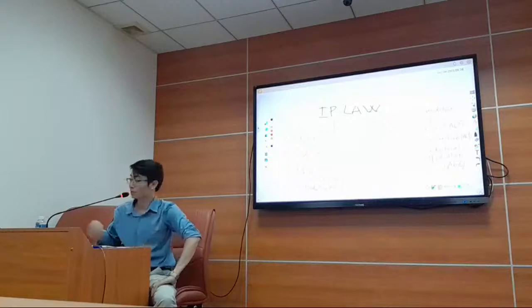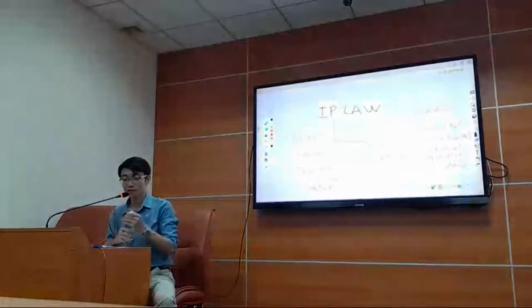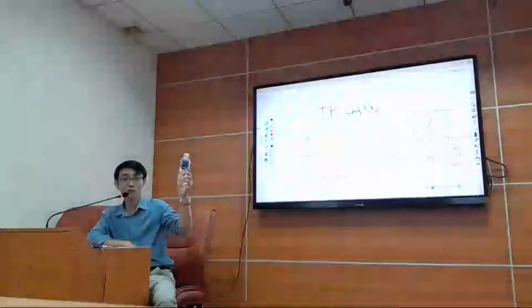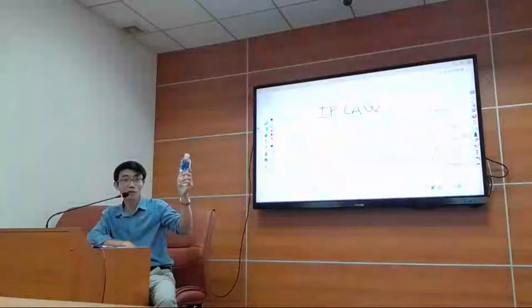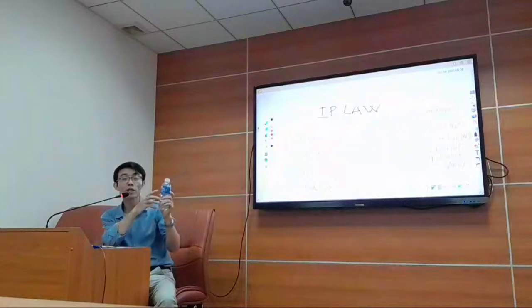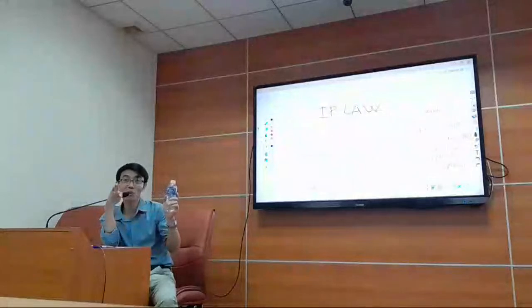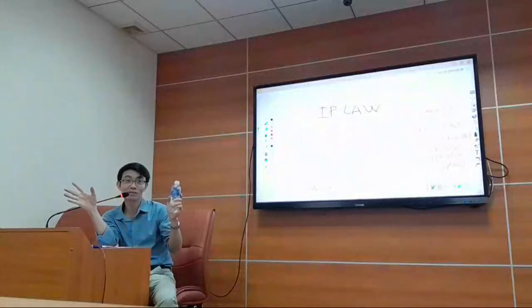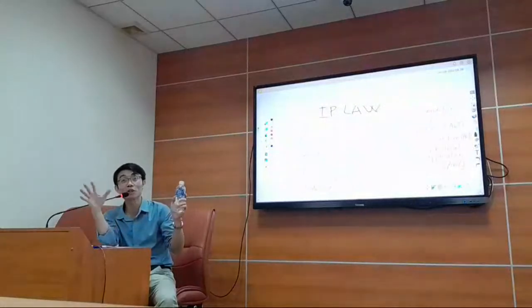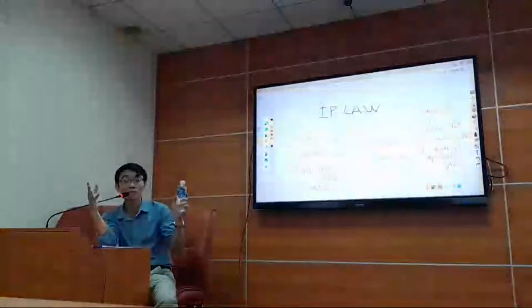For the industrial design, it's shorter. That's only 5 years, and then you renew twice, which means 15 years. And for trademarks, it's even shorter: 10 years, and then you renew again. Trade secrets, because they are not disclosed to the public, will last forever.